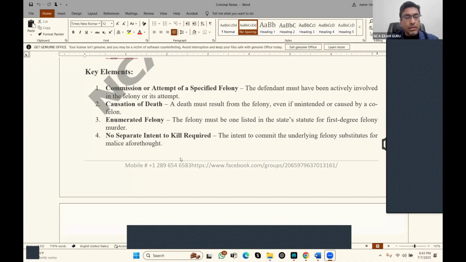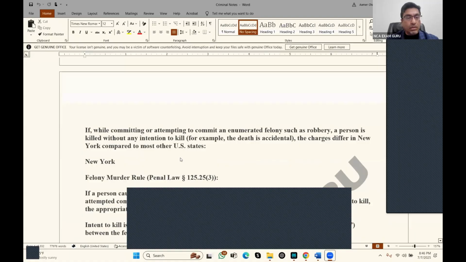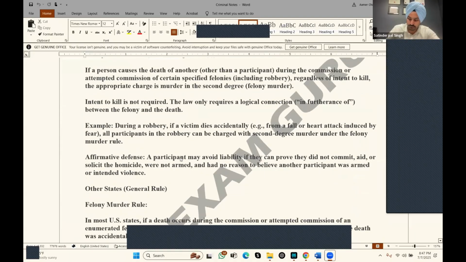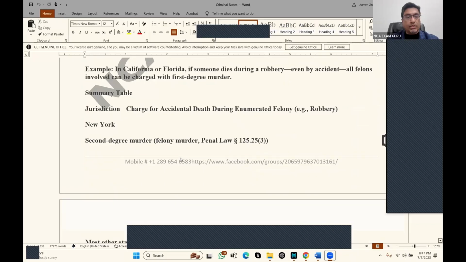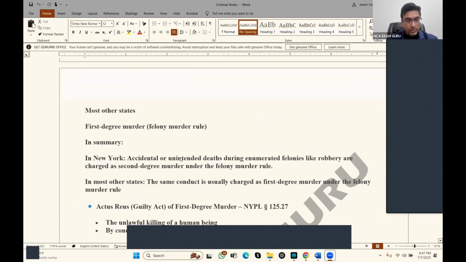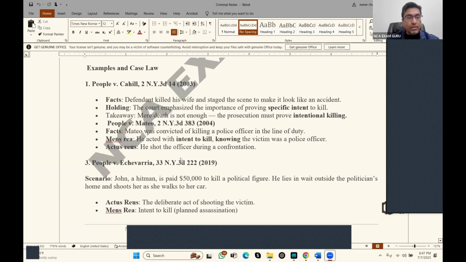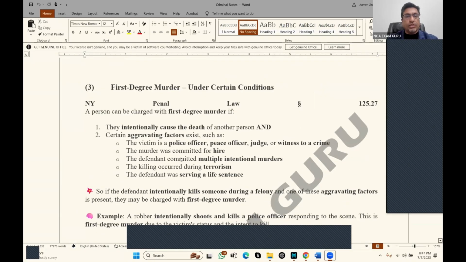If you are killing a police officer, judge, witness, or some specific person with that knowledge, it doesn't matter, it is always first degree murder. Example, look at this. Just 1 second. We will also read about felony murder. We're going to read, then finish this class on first degree murder under certain conditions.